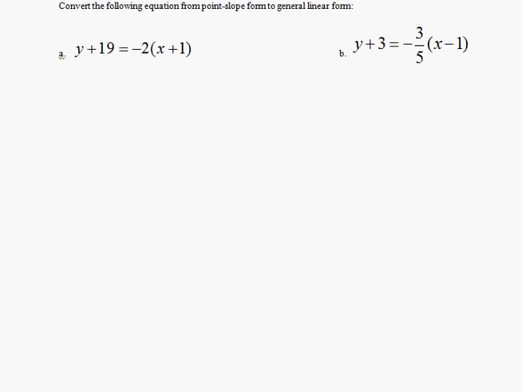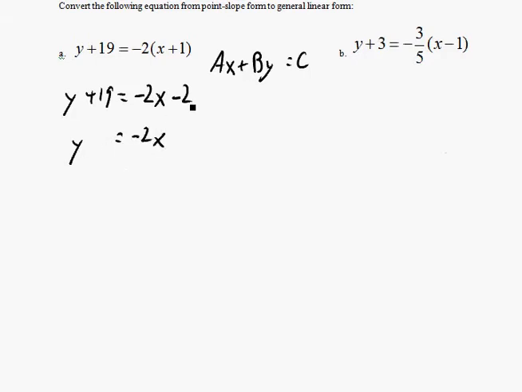Now, in these two problems, we're going to convert these two lines from point-slope form to general linear form. And general linear form looks like ax plus by equals c. Now, I think the easiest way to do this would be to first take these lines in point-slope form and write them in slope-intercept form, as we did in the last two problems. So, I will first distribute the slope, which gives us negative 2x minus 2. And then I will add the 19 to both sides to isolate the y.